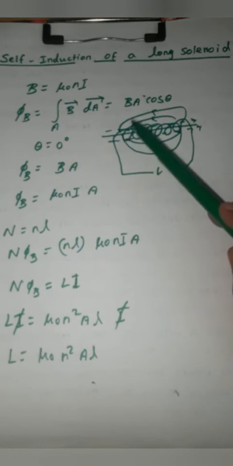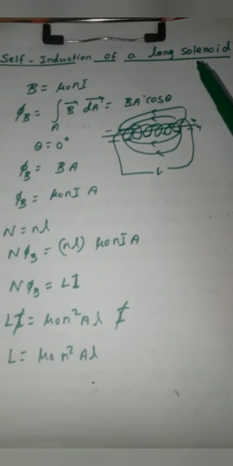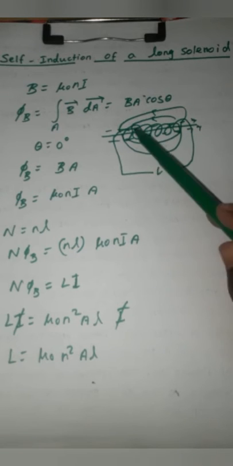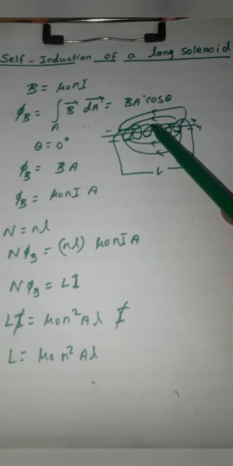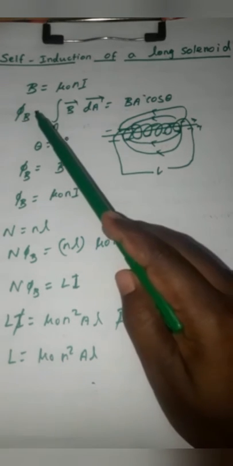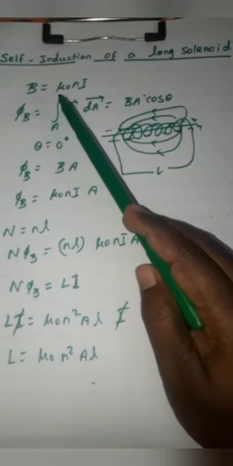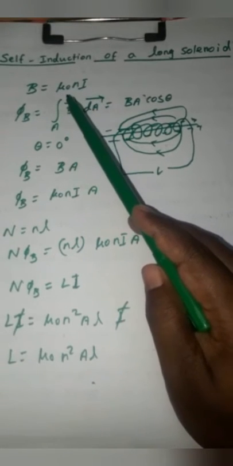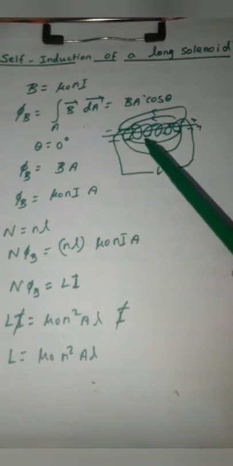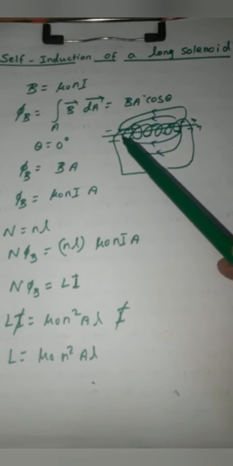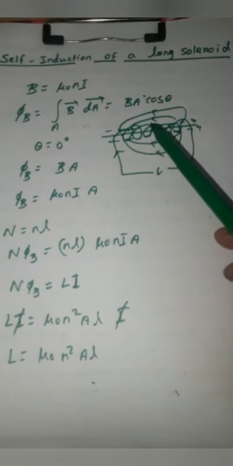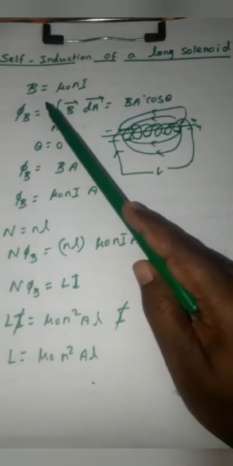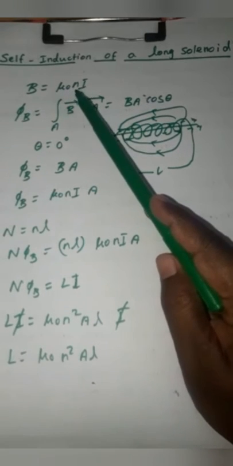Okay, so here we're going to find the self-induction of a long solenoid. When the current is passed through the solenoid, it acts as a magnet. So the magnetic field present in it is B, which is equal to mu naught N i. Mu naught is the permeability, N is the number of turns per unit length, and i is the current passing through the coil. So here the magnetic field B is equal to mu naught N i.